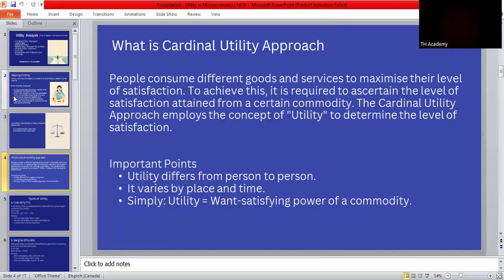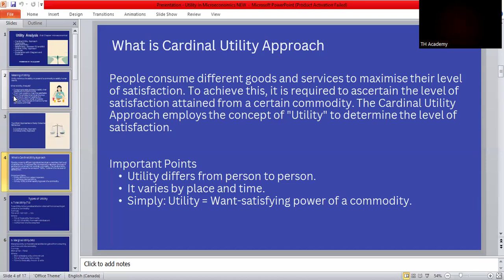Let's dive deeper into the cardinal utility approach. People buy and use different goods and services because they want to maximize their satisfaction. But how do we know how much satisfaction a product gives? This is where cardinal utility comes in. It tries to measure satisfaction in numbers, so we can compare different goods.